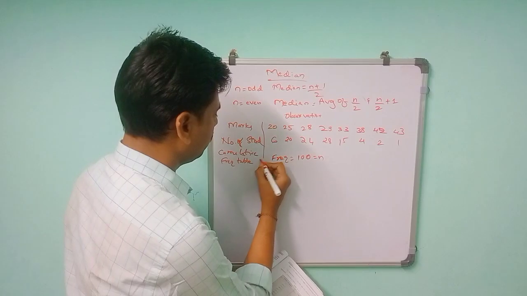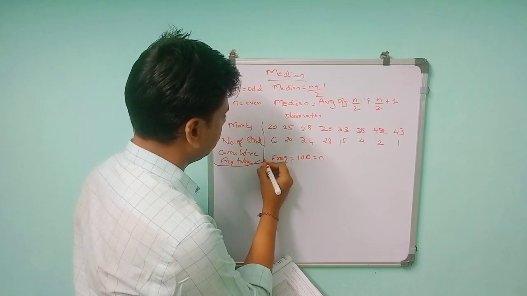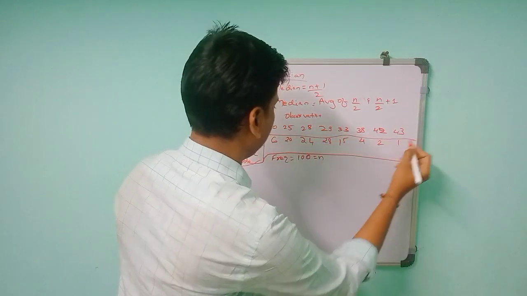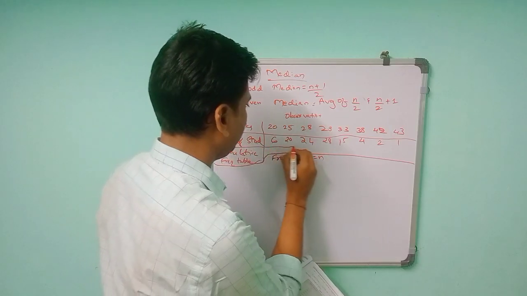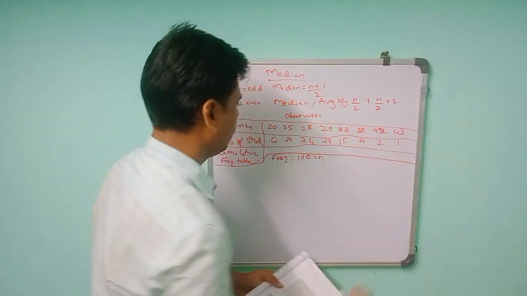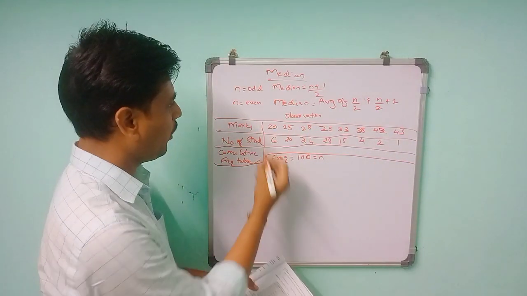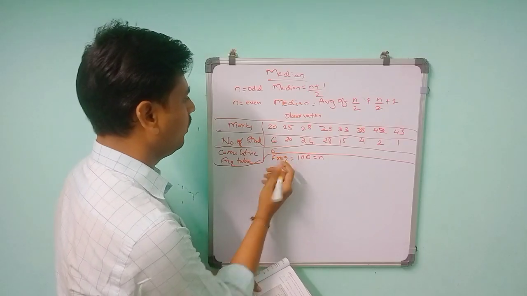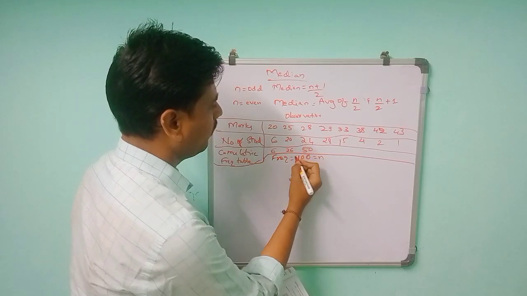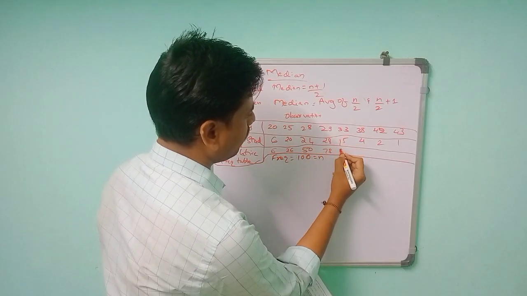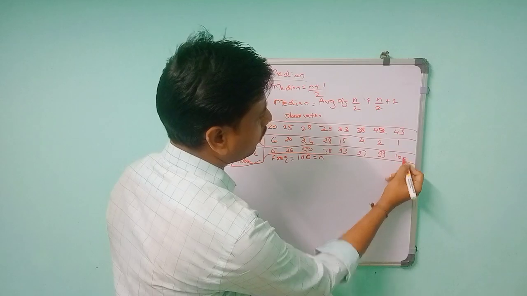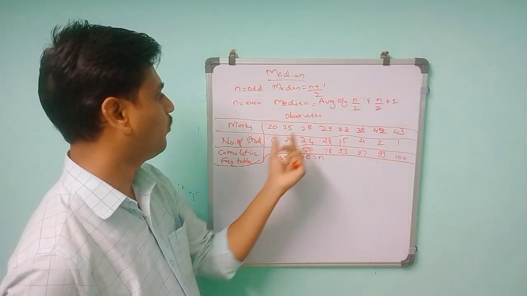Here is the marks column and this is the number of students. Cumulative frequency means the first number we keep as it is, so 6. Then add the next number: 6 plus 20, 26. Then 26 plus 24, 50. Then 50 plus 28, 78. 78 plus 15, 93. 93 plus 4 is 97. 97 plus 2 is 99. And 99 plus 1 is 100. So the total number of students is 100.